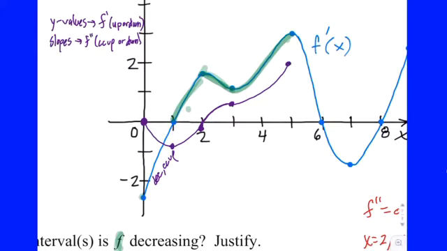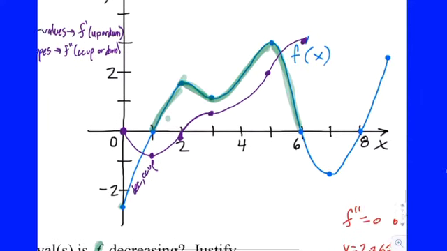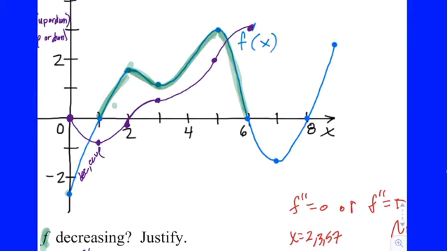Boom. On the next interval from 5 to 6, we have positive, negative, right? Positive y values, negative slopes. Positive, negative means increasing concave down, which is going to look like that. How high do you go? Whatever.